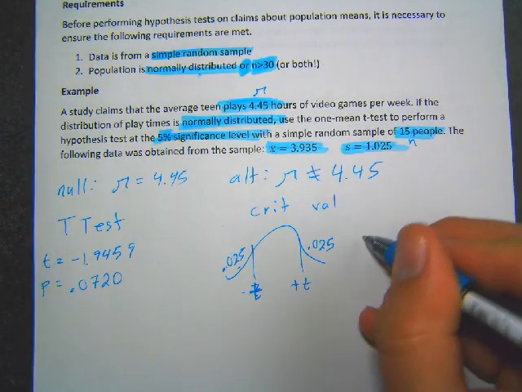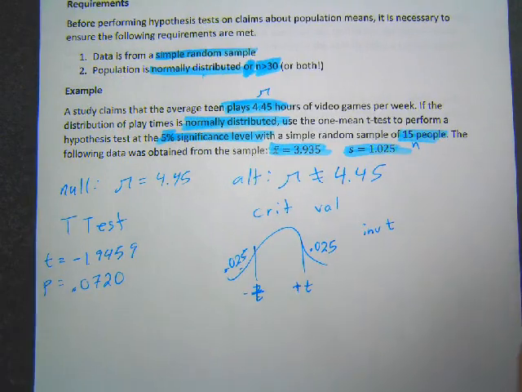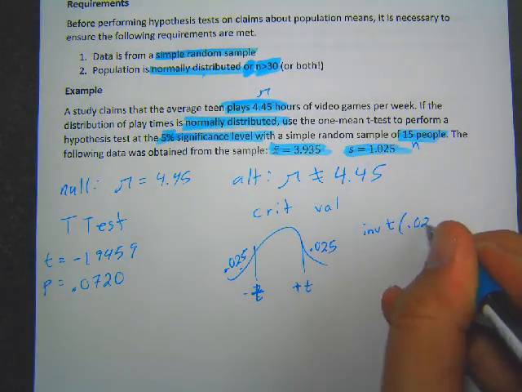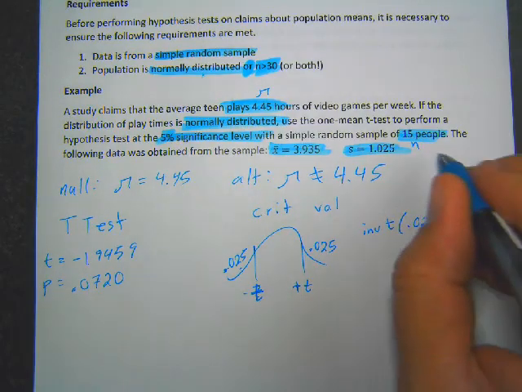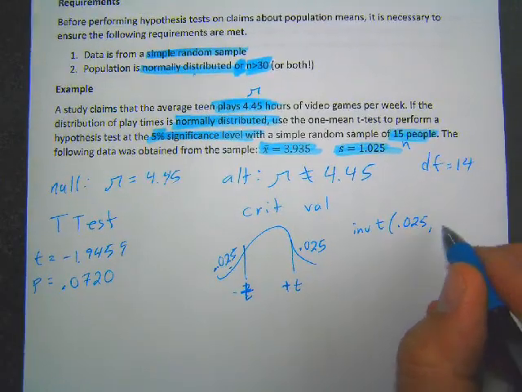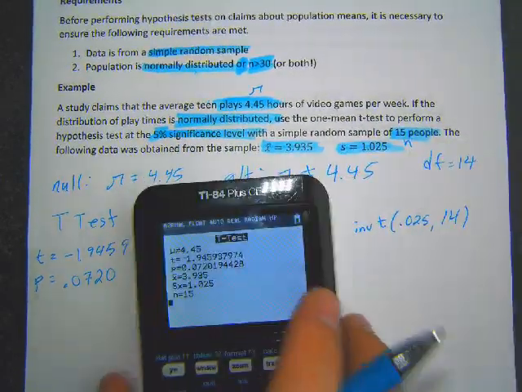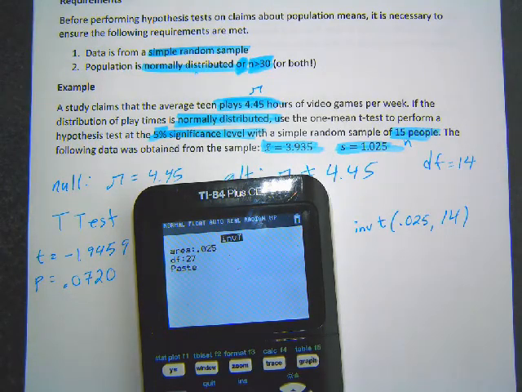So I'm going to do inverse t at that 0.025. And because this is a sample size of 15 people, my degrees of freedom would be 14, right? Degrees of freedom is always one less. So that's what I'm going to put in there. So we're going to do our distribution, inverse t, area 0.025, because 2.5% each side. Sample size was 15, so we have 14 for our degrees of freedom. And now we have our t-score.